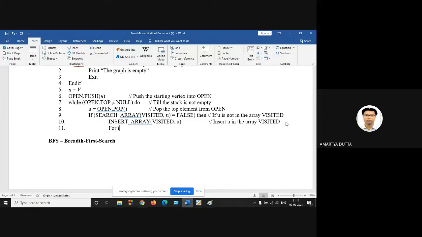For i is equal to 1 to n. Okay, so for i is equal to 1 to n, now we have to push all the adjacent vertices of u into open.